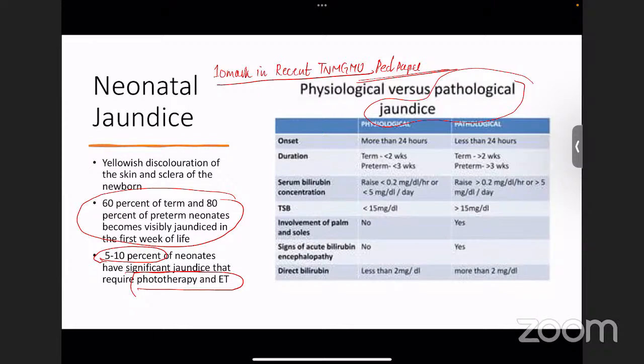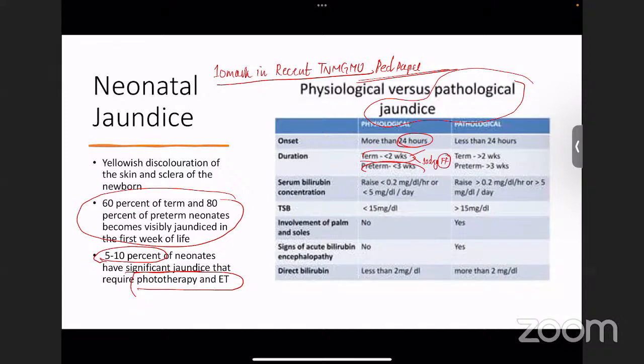What is physiology versus pathology? Physiological jaundice is any jaundice that appears after 24 hours. For a term baby it lasts less than 2 weeks, and for a preterm less than 3 weeks. For term babies it is less than 2 weeks, but for preterm sometimes 10 days. Term babies on formula feed have jaundice that disappears earlier compared to term babies on breastfeed.